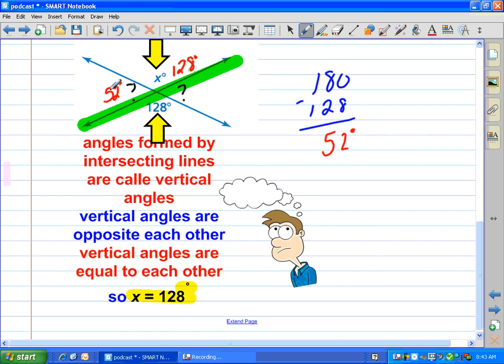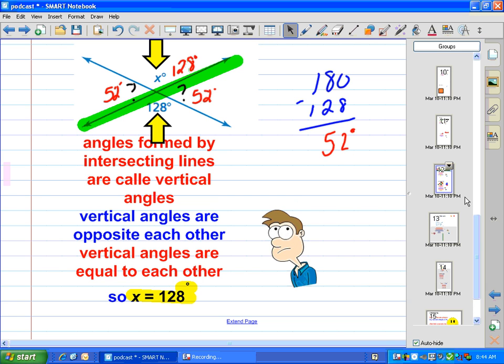By definition, they are across from each other. They are congruent. If this is 52, this is 52. If I'm wrong, please let me know, and I'll give you a Jolly Rancher. If you tell me I'm wrong, and I'm really right, and you're wrong, then I'll eat your Jolly Rancher. How's that sound? Sounds like a plan to me.